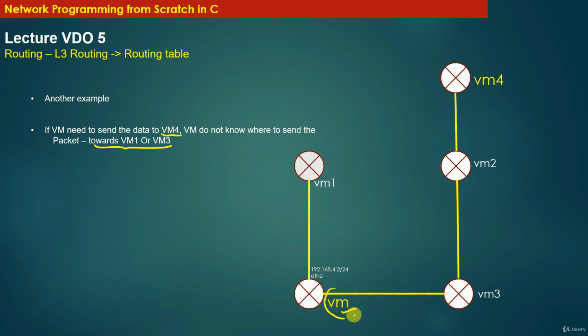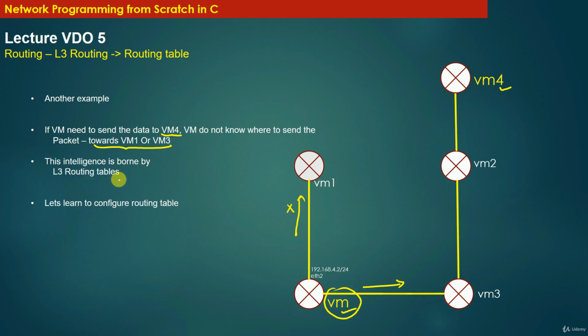So if router VM wants to send data to router VM4, we need to tell the router VM that in order to send data to router VM4, you should send the data towards router VM3 and not towards router VM1. It is our responsibility to feed this intelligence into the router, and this intelligence is called layer 3 routing information. So this intelligence is borne by layer 3 routing tables. So next we will learn how to configure routing tables on a router so that the router can send data packets to other remote routers in the topology.